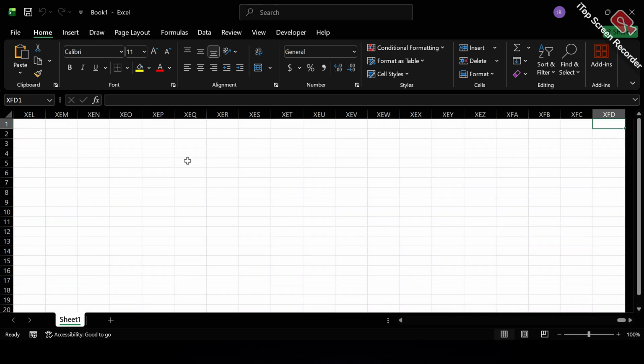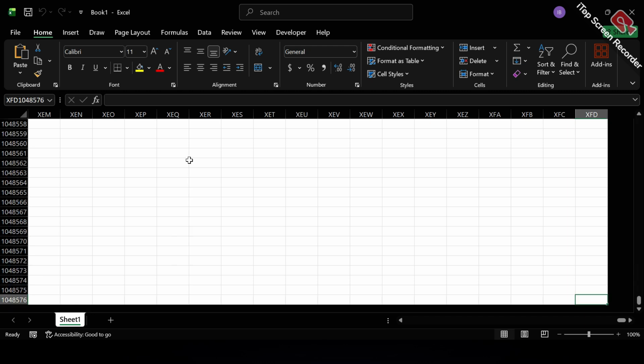To the left, you have a total of XFD, which means that the columns are lettered while rows are in number. Let's look at rows. You see, the rows have a total of 1,048,576. So you see how big and wide your worksheet is.